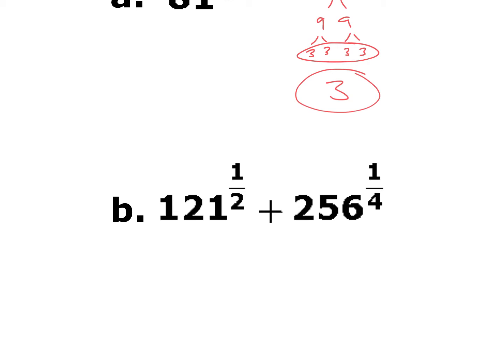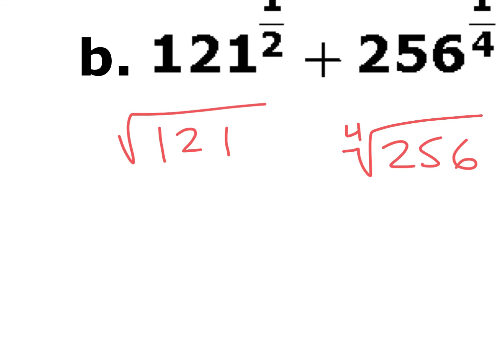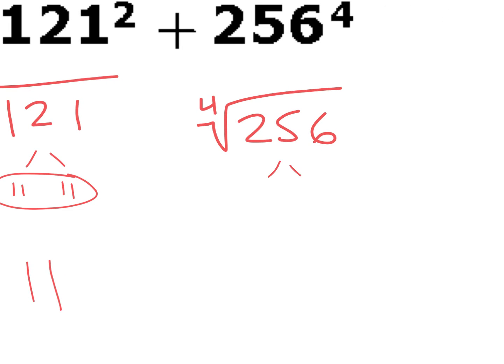Let's look at the next one. This is the square root of 121 and the fourth root of 256. Let's just look at our square root of 121 first. 121 is actually a perfect square. Anybody knows what the square root of 121 is? 11. Perfect. So we have 11 and 11. Circle groups of 2. So our answer is just 11. Let's look at the next one. What are some factors of 256?